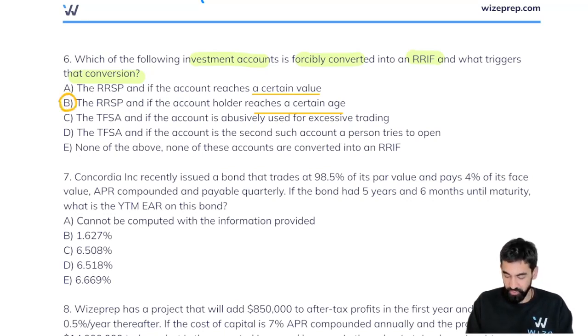C says TFSA. No, that doesn't apply. TFSA, you can keep adding. It's a tax-free savings account. You could put a certain amount a year, and there's a maximum limit like $80,000 or $90,000 that you could put in total. But in RSP, you can put more and more as your income increases, only up until retirement. And also C is wrong because it's abusively used for excess trading. No, there's no such conversion. D, the TFSA, and if the account is the second such account a person tries to open. No, that's not true. So it's only B.